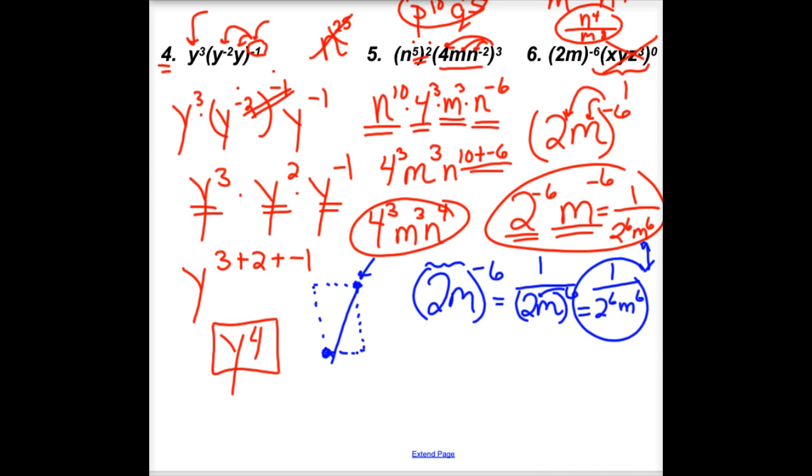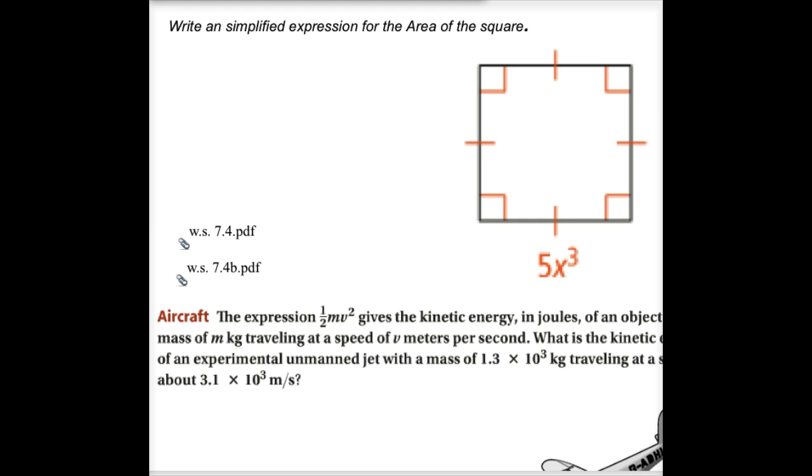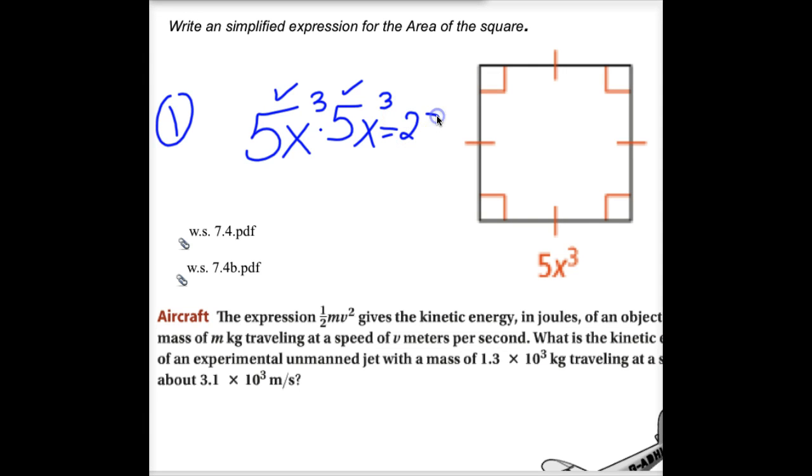Moving on to the next page. A simplified expression for the area of the square. Remember, area of a square you can think of as base times height. Here's method 1. Then you can say, well, she said to do those out fronters first. Be careful. Again, when you multiply with the same base, you add exponents, right? I don't add those numbers and make them a 10. 5 times 5 is 25, and it always has been and always will be.